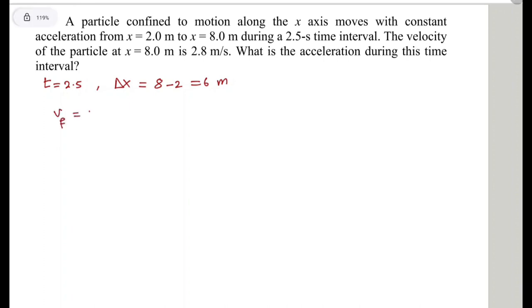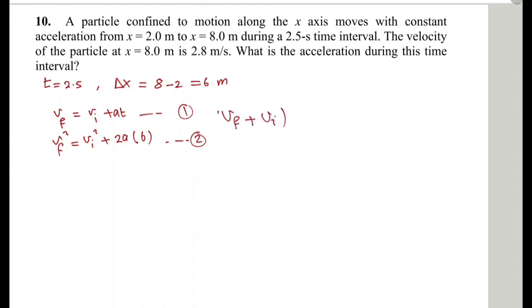V final equals V initial plus at, and this is equation number 1, and V final squared equals V initial squared plus 2a times delta x. Delta x in this case is equal to 6, and this is equation number 2. Now V final plus V initial is equal to 24 over 5, or 4.8 meters per second.